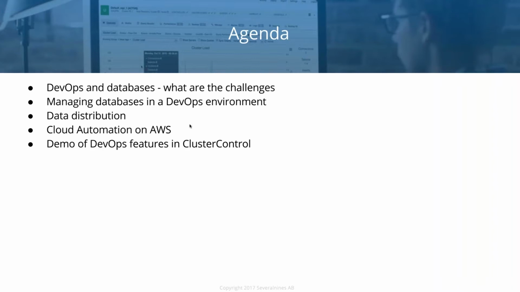Then I'm going to talk a bit more about data distribution, which has to do with the way the world is changing at the moment, and that kind of bridges to the cloud automation on AWS that's presented by Riaan. And at the end, we have a short demo on the DevOps features within cluster control.